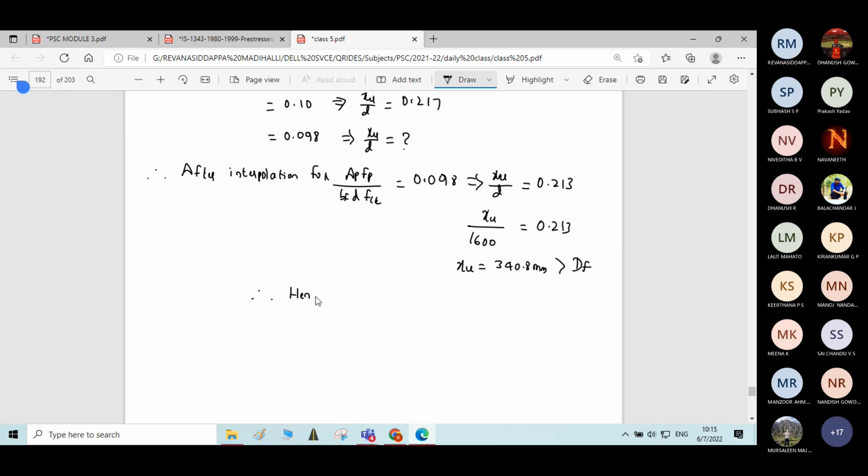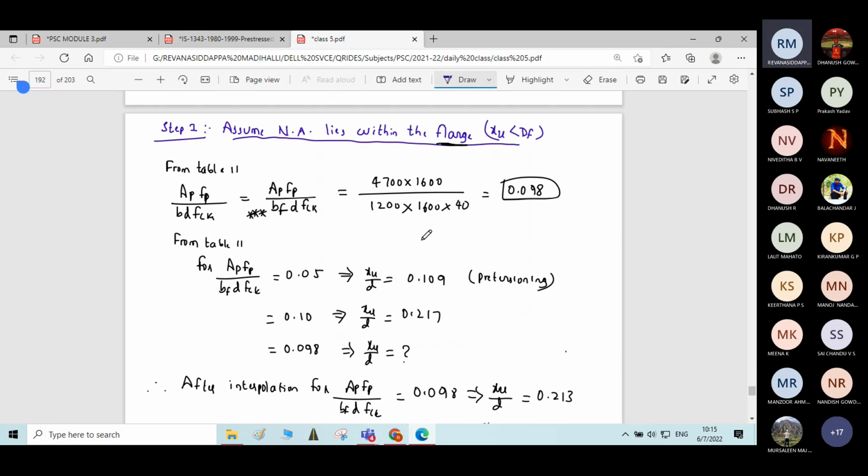Hence, the assumption is wrong. Okay. Therefore, now the neutral axis lies within the web. Okay, neutral axis lies within the web.